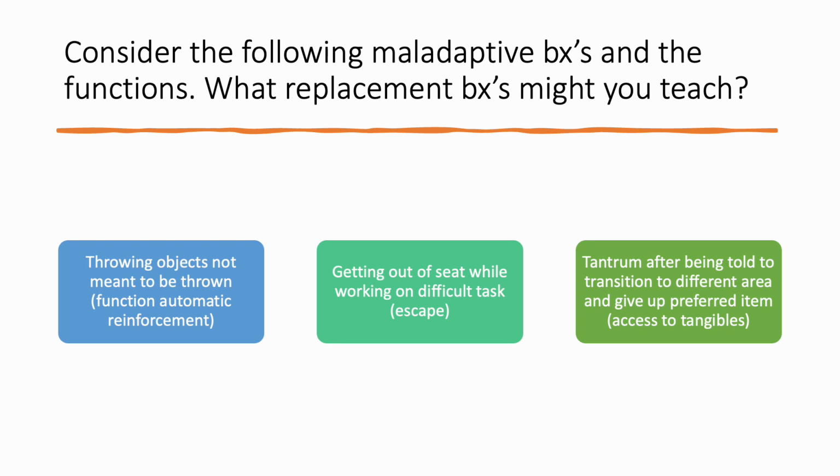The next behavior is getting out of the seat. You have a client that's getting out of their seat while they're working on a difficult task. So when you present a task that is maybe too difficult or too challenging for them, they get out of their seat and they walk away. And this behavior has been identified as being maintained by escape. What would you do in this particular situation if you were using DRA? What replacement behavior would you select to target for increase?